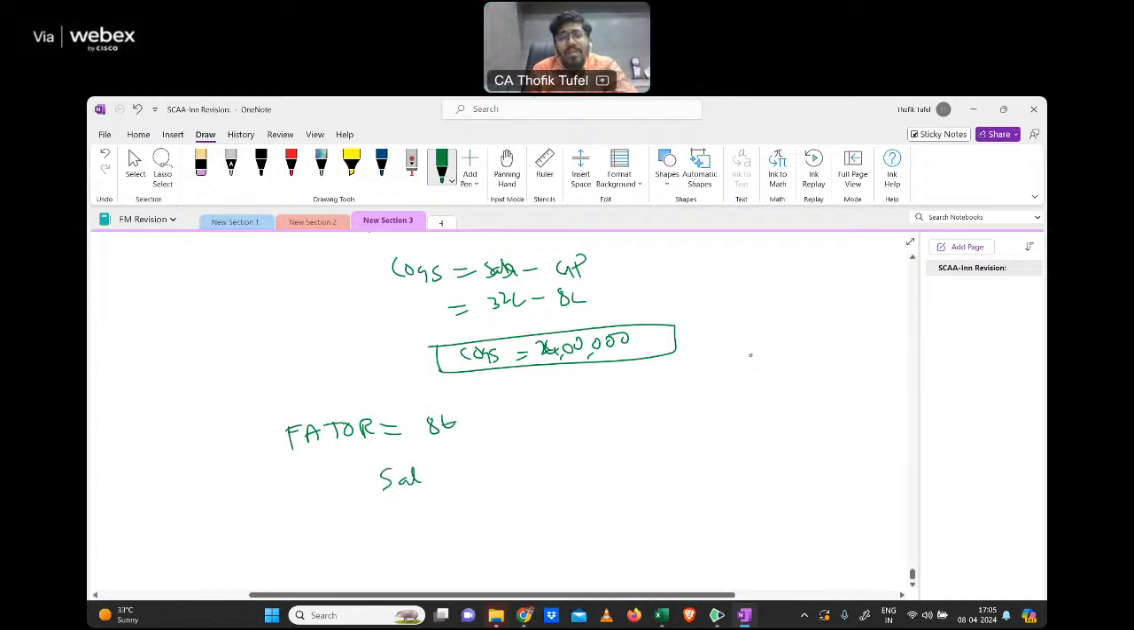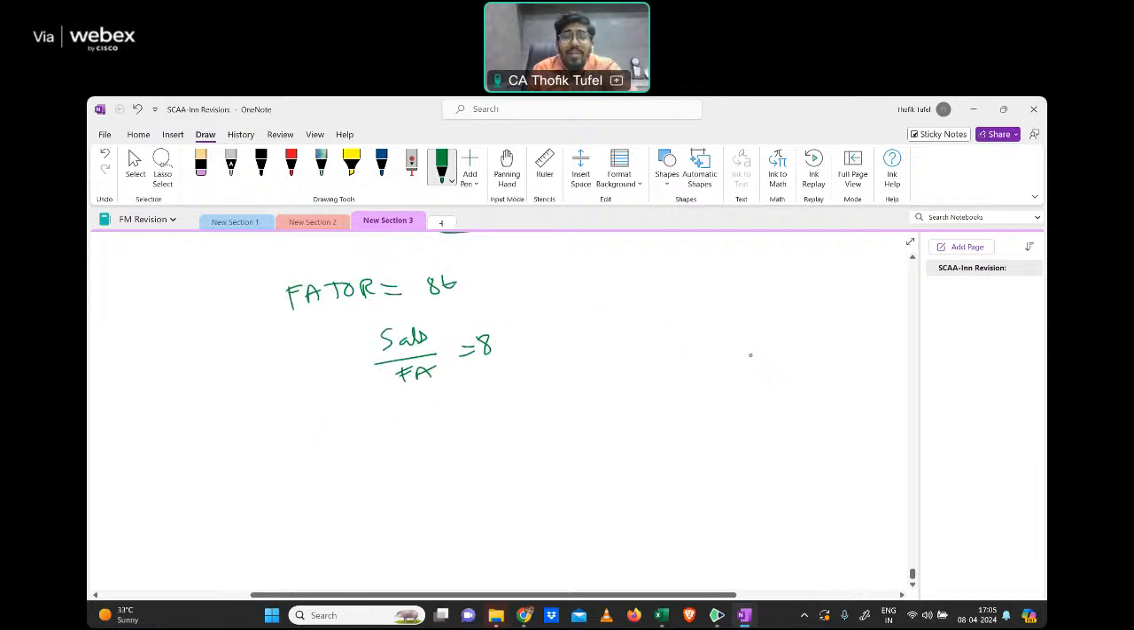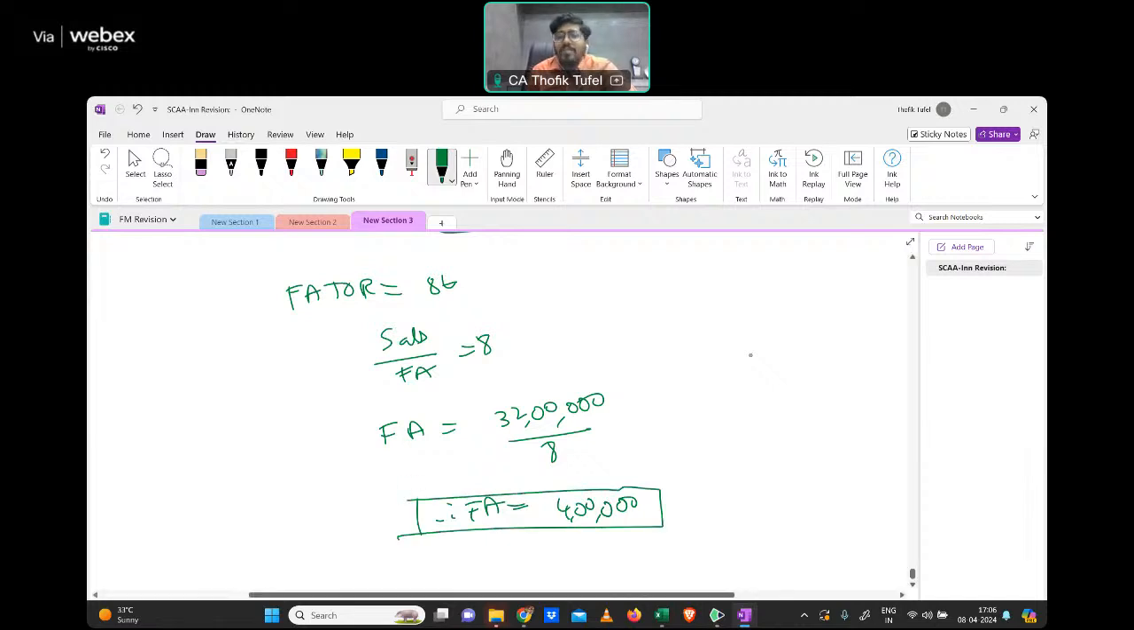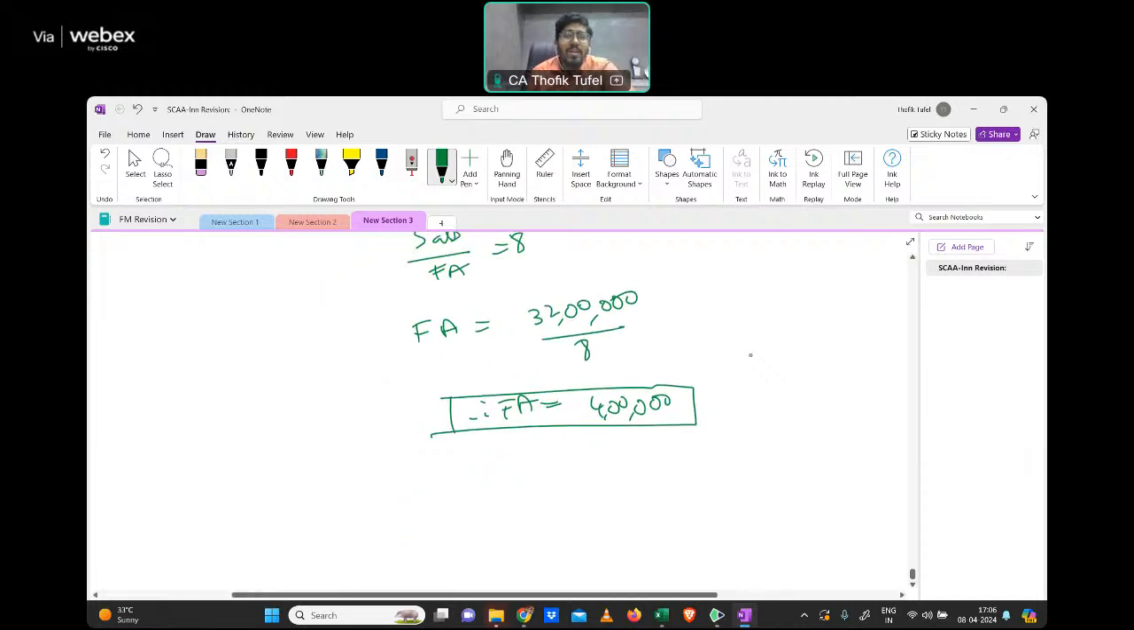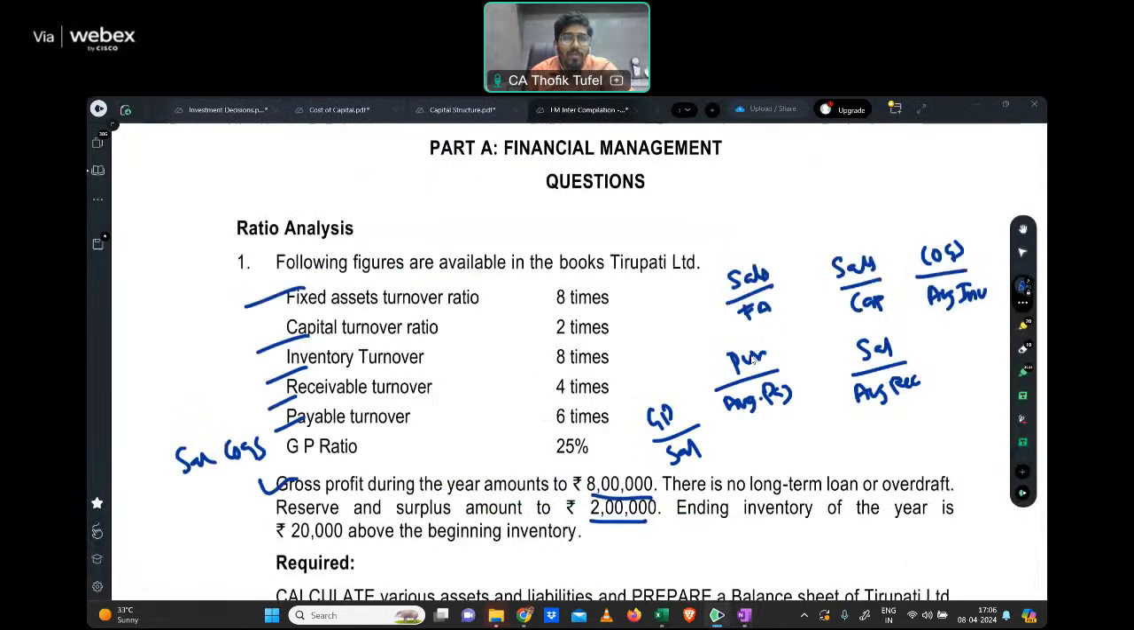Sales divided by fixed asset is equal to 8. I know my sales is equal to 32 lakhs. So fixed asset is equal to 32 lakhs divided by 8, which is 4 lakhs. So my fixed asset is 4 lakh rupees.